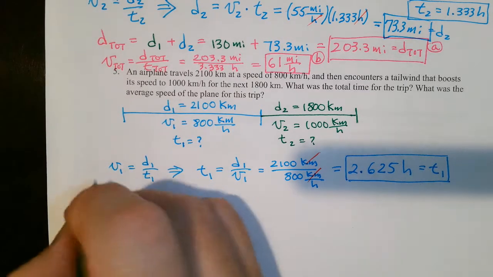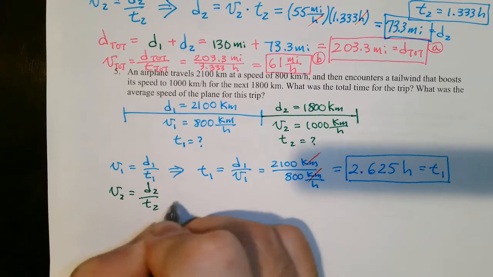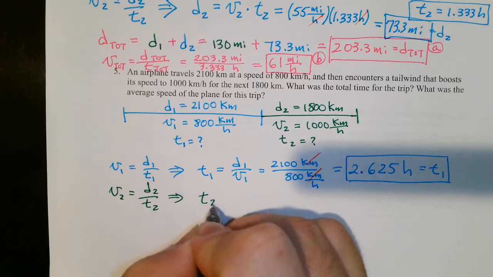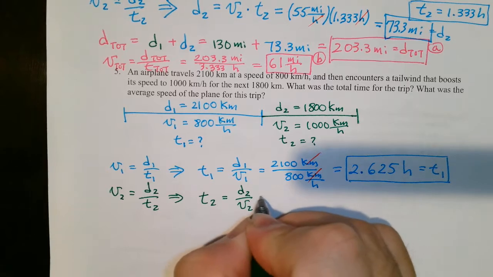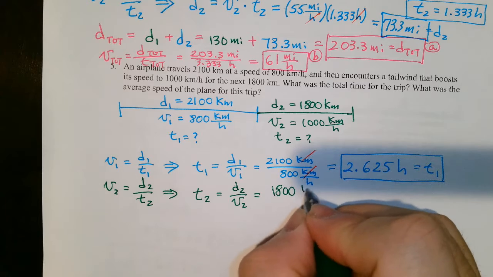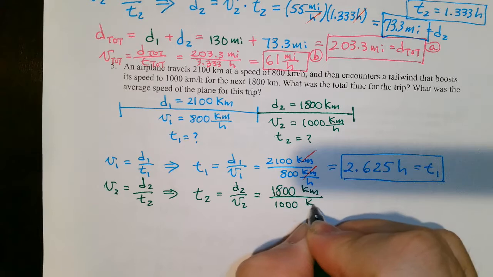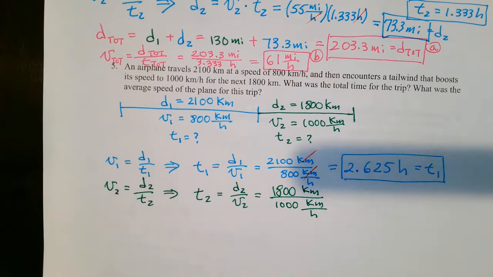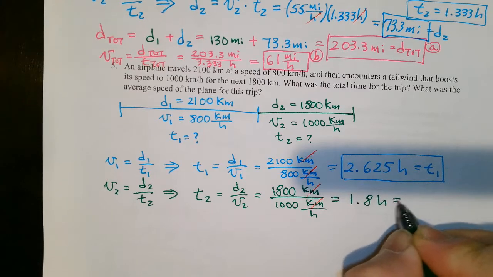Then for my T2, V2 is equal to D2 over T2. Therefore, T2 is equal to D2 over V2. And that is 1,800 kilometers divided by 1,000 kilometers per hour. Again, the kilometers will cancel out, giving you hours. And this gives you 1.8 hours for my T2.